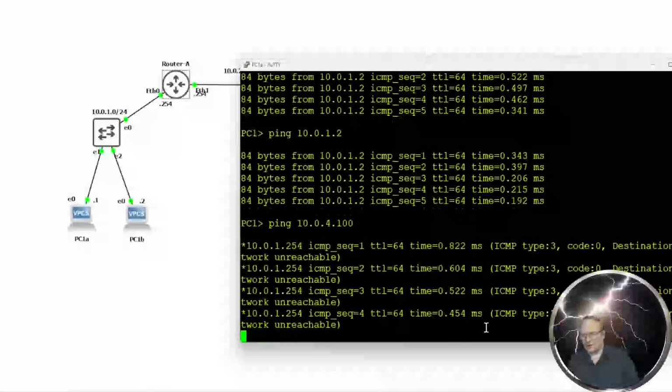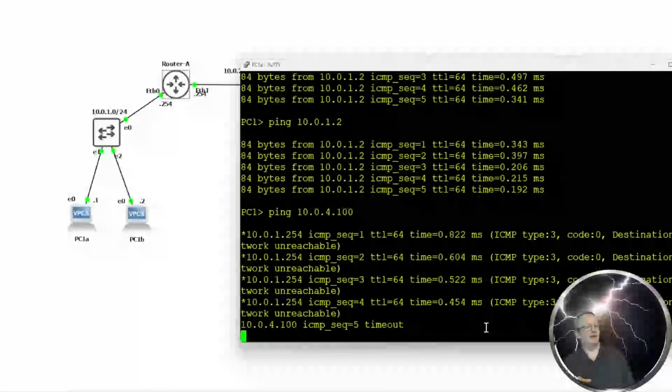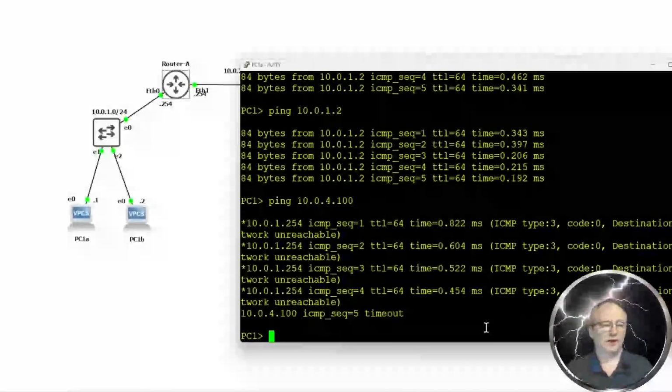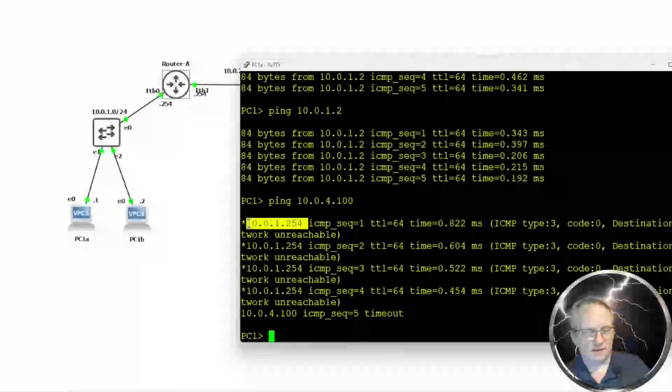So 10.0.4.100 gives an error message, but it's a different error message this time. 10.0.4.100 shows destination network unreachable. And we can see that right here. But most importantly, and this is an important thing about using ping for troubleshooting, it's not just a yes or no answer. We're getting it's not working, and we're getting it's not working at 10.0.1.254.